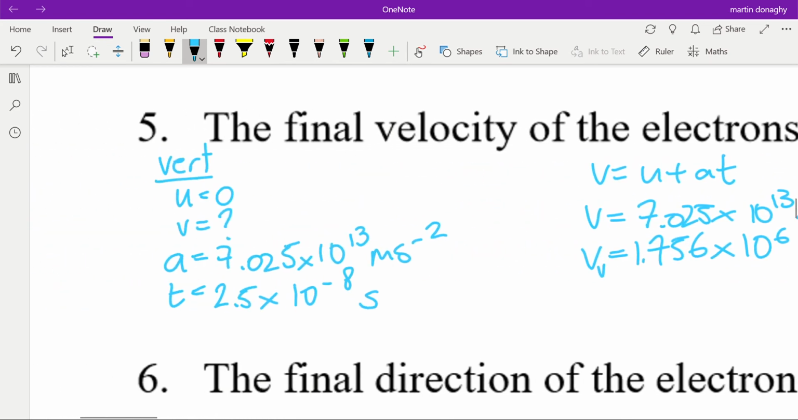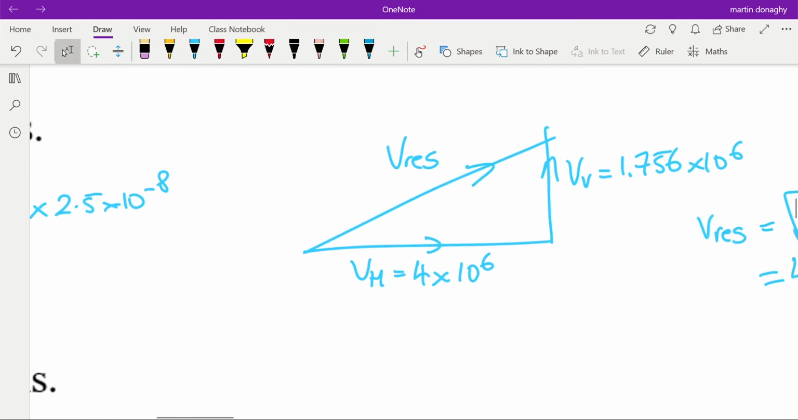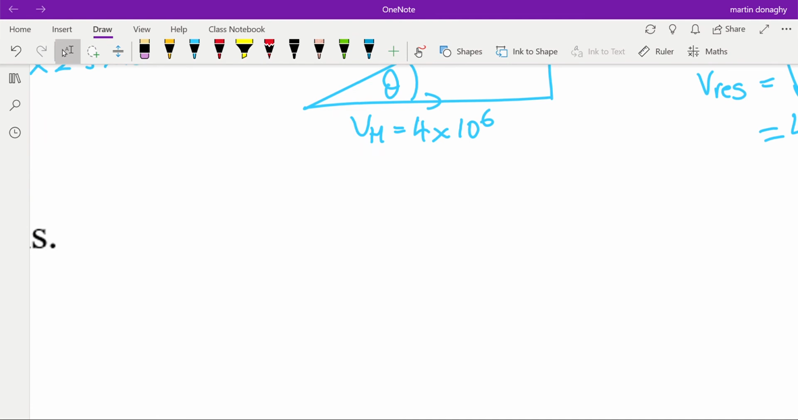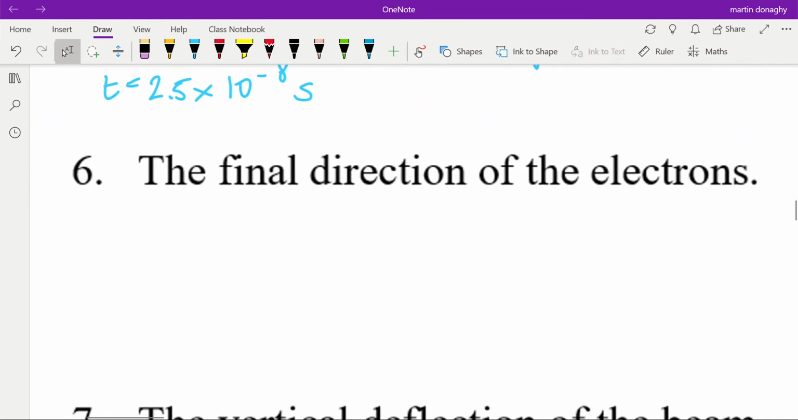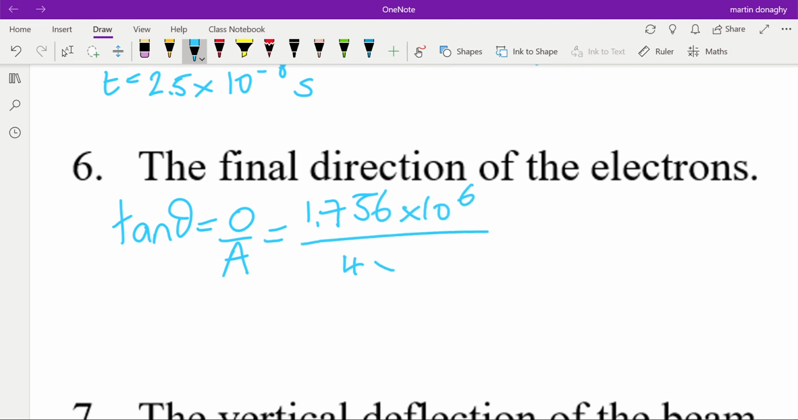Question 6 then asks us to find the final direction of the electrons. What we're looking for is this little angle in here, and we can just do it underneath the question. Tan theta equals opposite over adjacent. The opposite is 1.756 by 10 to the 6, divided by the 4 by 10 to the 6, which gives you theta of 23 degrees.